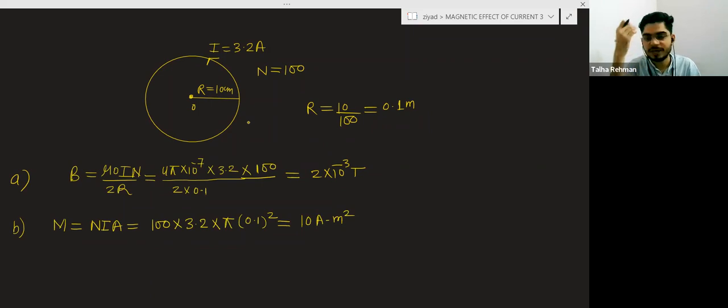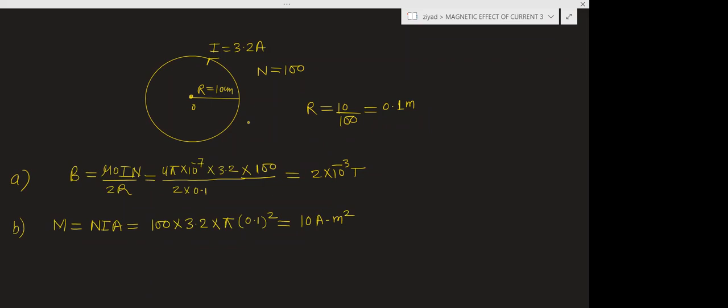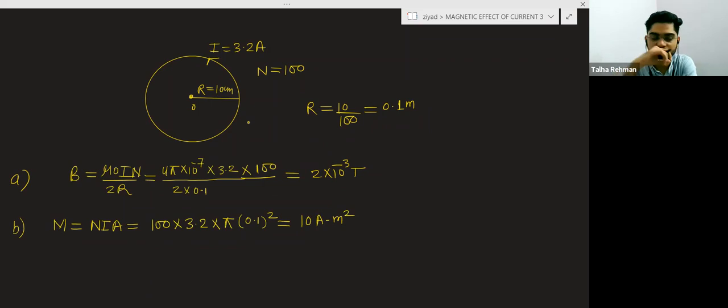And for the direction of the magnetic moment, again you will apply the right hand thumb rule. Curl your fingers along the sense of current, and the direction of the thumb will give you the direction of the magnetic moment.